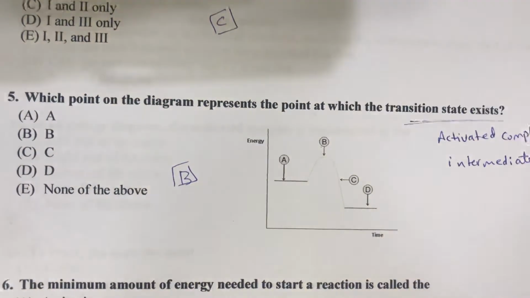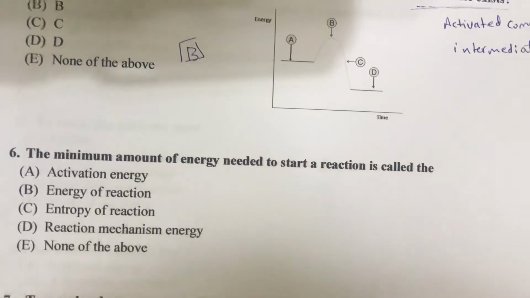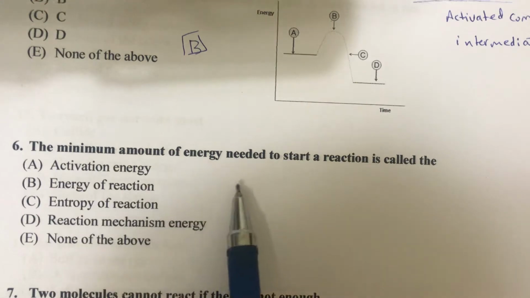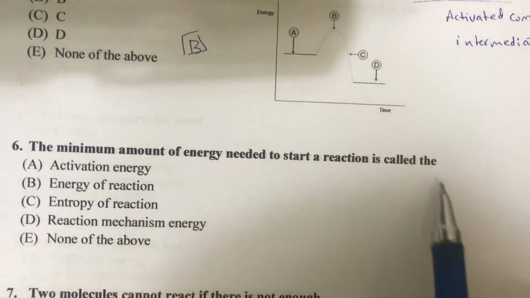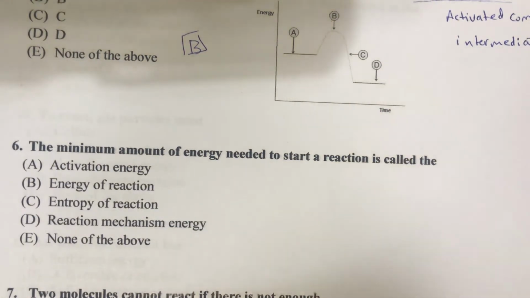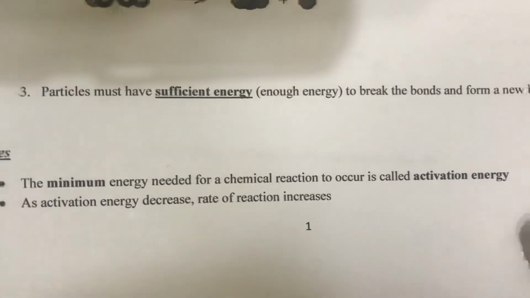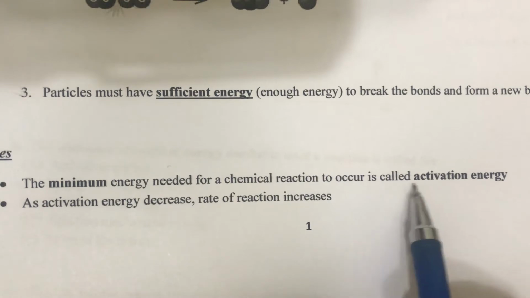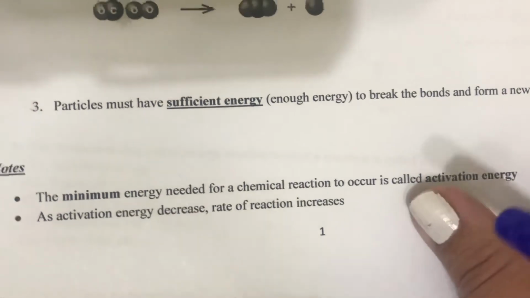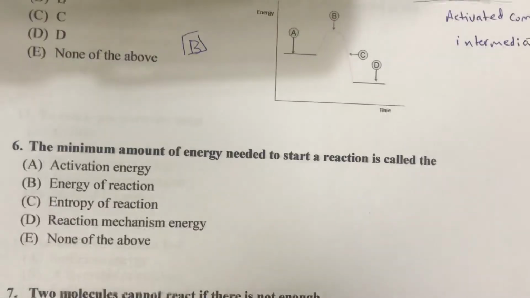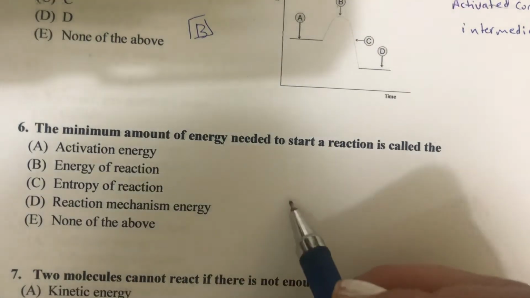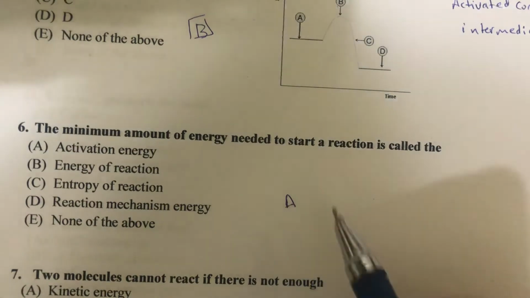Now, question 6. The minimum amount of energy needed to start a reaction is called. Here, the minimum energy needed for a chemical reaction to occur is called activation energy. So, it's called activation energy. So, the correct answer is A.